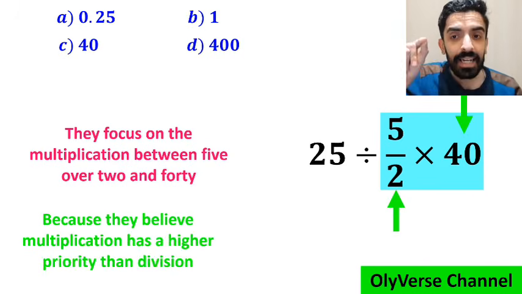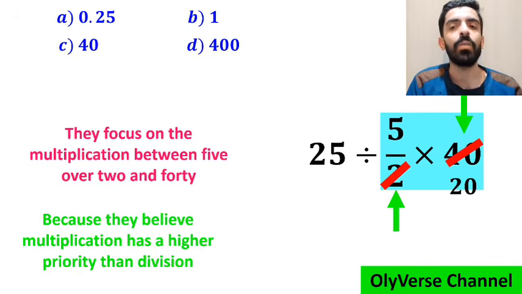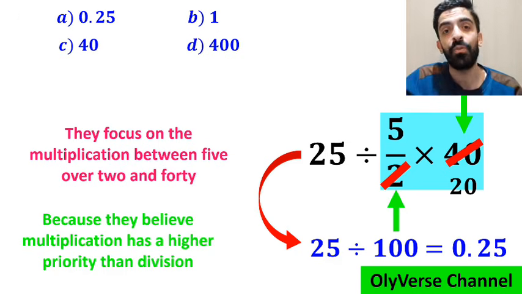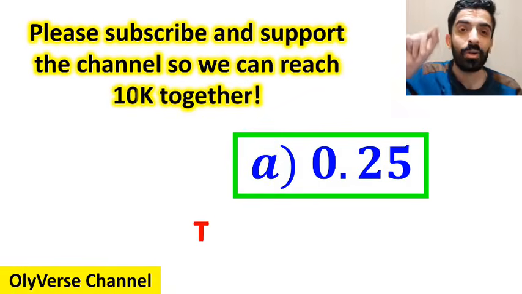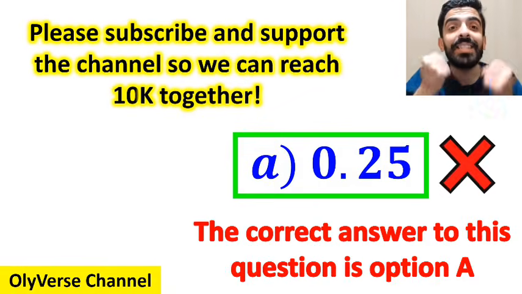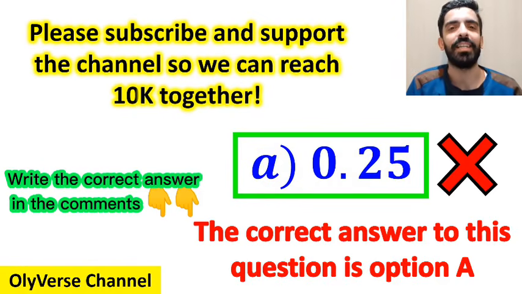Okay, as you can see on the screen, they simply cancel out 40 with the 2 in the denominator, and this expression simplifies to 25 divided by 100, which finally gives them the answer 0.25. And immediately, they conclude that the correct answer to this question is option A. However, it's not the correct answer to this question.